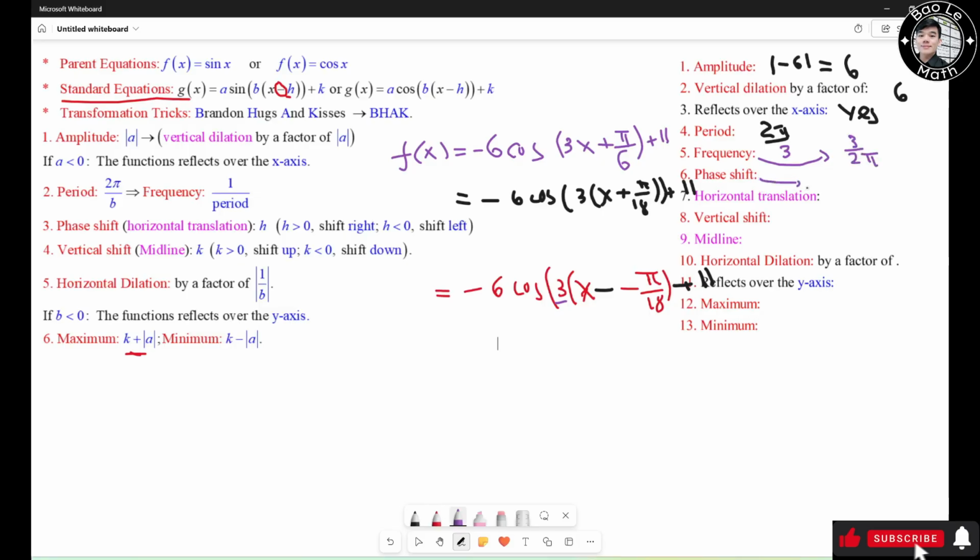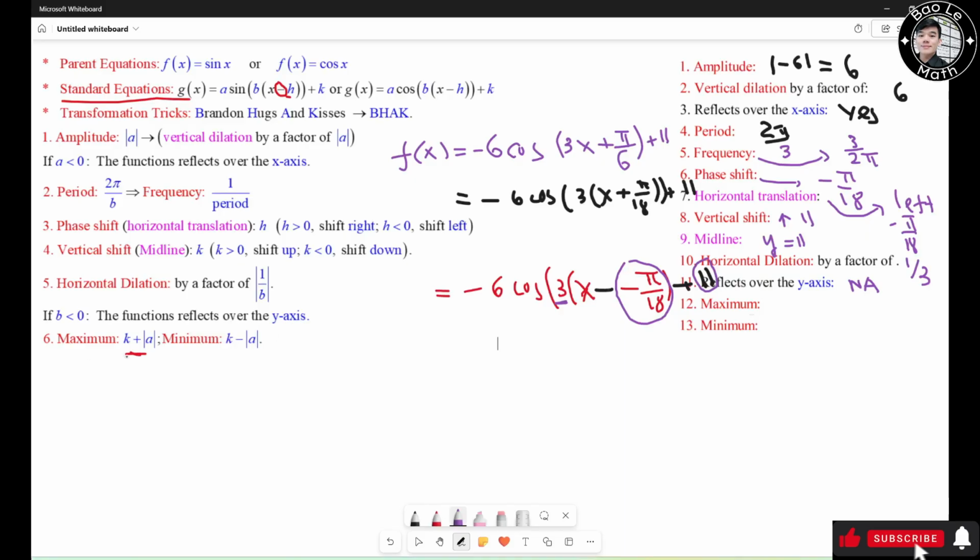Now the phase shift is going to be this guy right here. Alright, it's going to be negative pi over 18, right? Horizontal translation, left pi over 18. Alright, so because this guy is negative, the vertical shift is up 11 units, right? Because this one right here is the vertical shift. The midline y equals 11. Horizontal dilation by a factor of 1/3, right? It's going to be right here, 3. Now reflect over the y-axis, none, right?